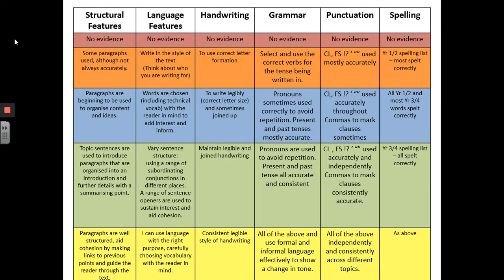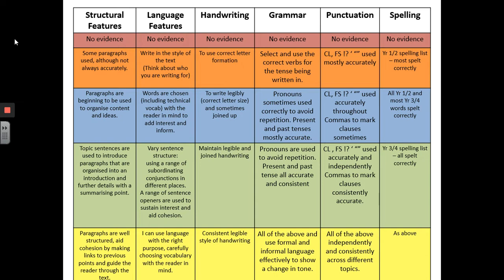Here we have our English grid for newspapers, and we're going to particularly look this week at structural features and language features. We're really looking at the green and the yellow. The yellow's for greater depth, but we really want everybody to strive for green. Most of you will probably be on the blue anyway, so just getting to the greens requires a tiny little bit of extra effort. So let's go through the structural features.